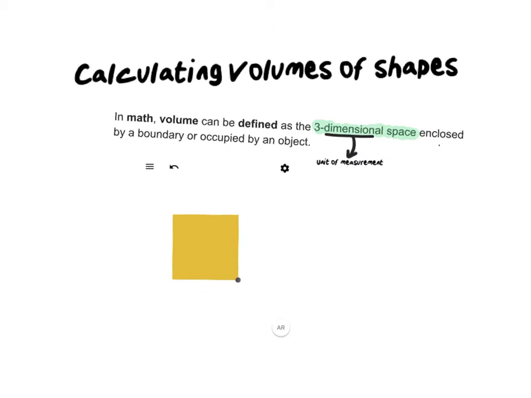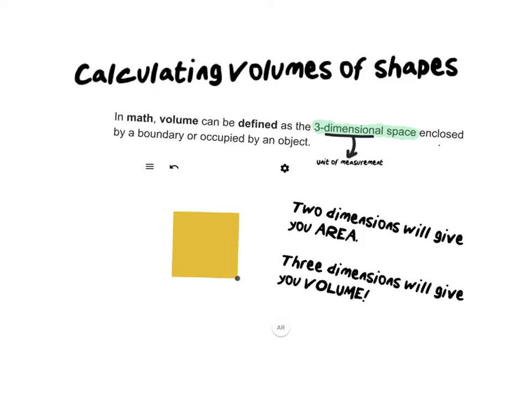Now watch what happens as I rotate around this square. Notice when I lay it flat, you can't see it. But now you can. The reason why you weren't able to see it when it was flat is because it had no height. It only had length and width. So 2 dimensions will give you area. 3 dimensions will give you volume.